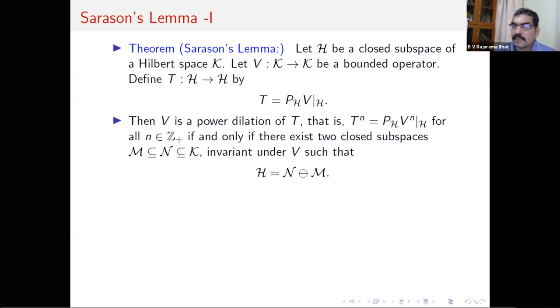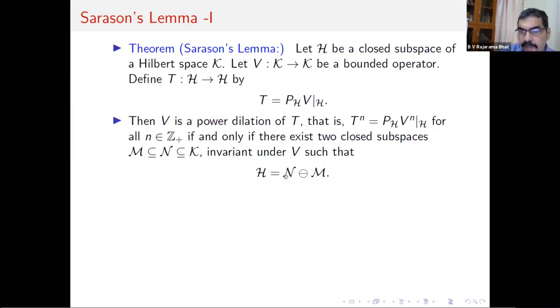For that, we need not leave the subspace H co-invariant. What Sarason says is that it is enough for the subspace to be the difference of two invariant subspaces. So there are two closed subspaces, M and N, both invariant under V, and H is the difference. If I take N to be the whole space and M to be H perp, then you get H. So the co-invariance case, where you have the Nash dilation, is a special case.